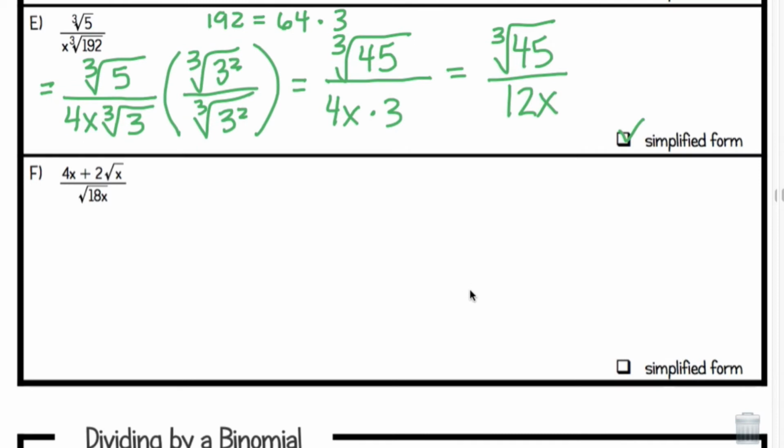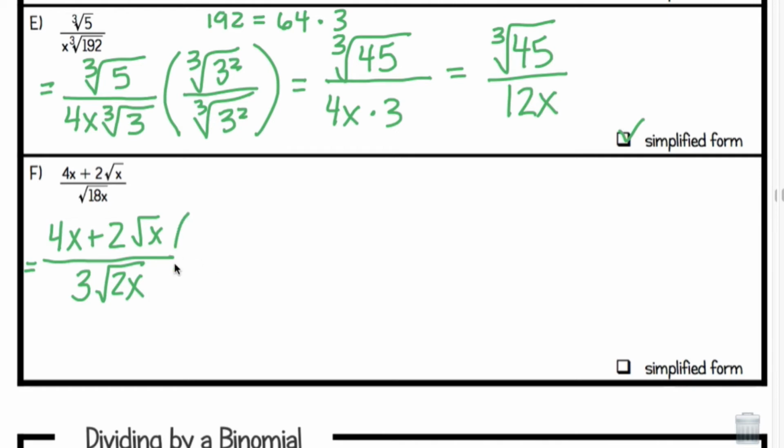Letter F. I'm going to simplify the denominator if I can, and the numerator, but in this case there's nothing to simplify in the numerator. So for the denominator, I know that I have the square root of 18, so it's going to be 3, right, because 9 times 2, so 3 square root 2x.